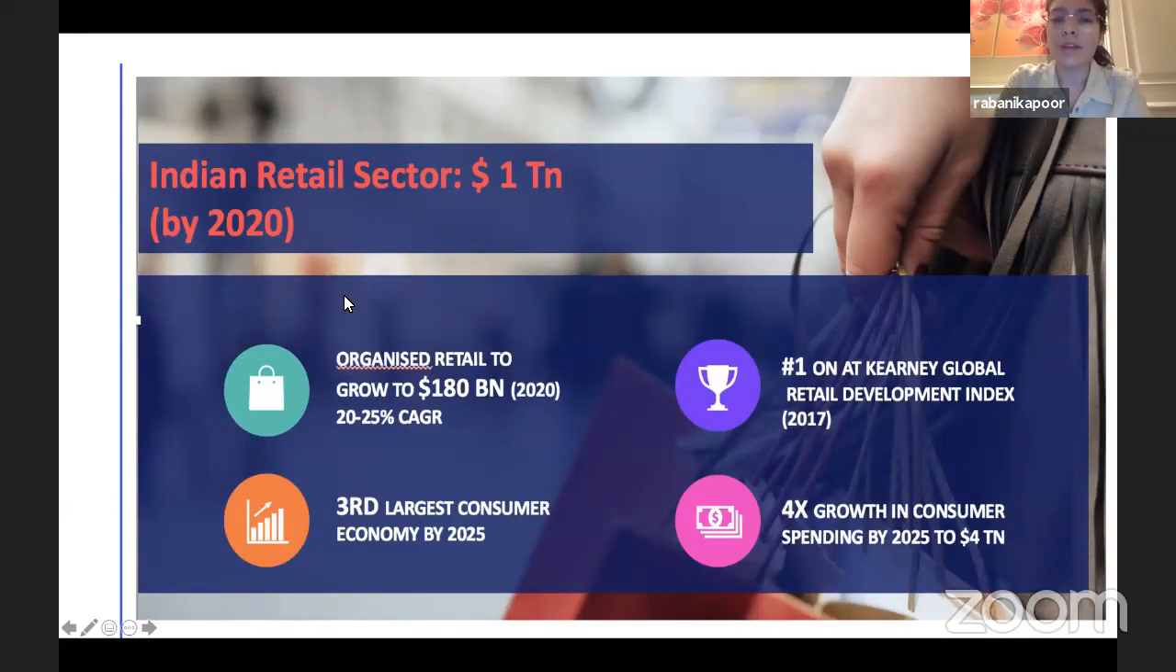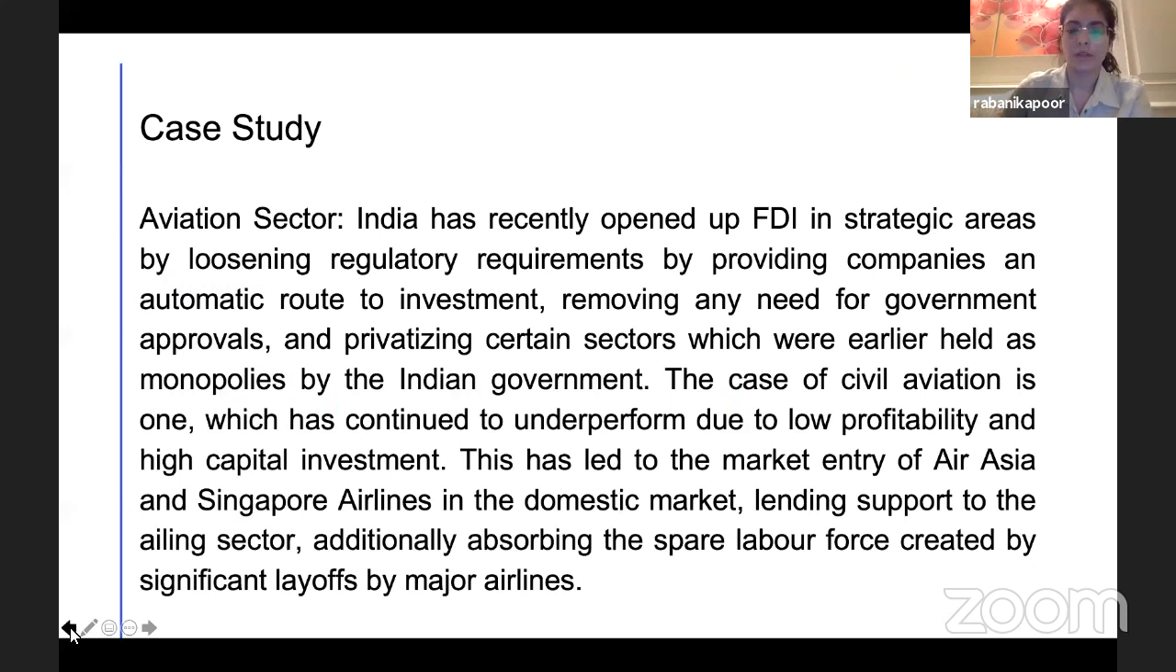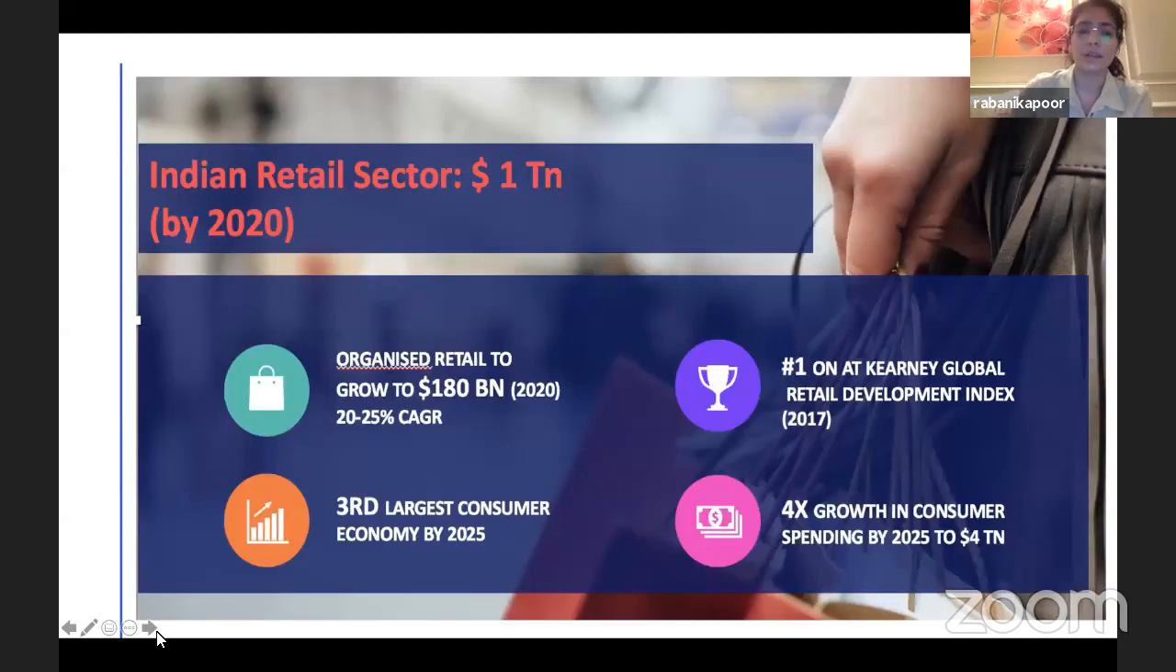So I'm going to discuss briefly the aviation sector. In the aviation sector, India has loosened regulatory requirements such as the government approvals and the monopolies that were held by the government previously. With the opening up of the economy, it has led to the market entry of Air Asia, Singapore Airlines in the domestic aviation market, which has provided great exposure and a lot of other incentives, such as absorbing the spare labor force that was created by significant layoffs by the major airlines.